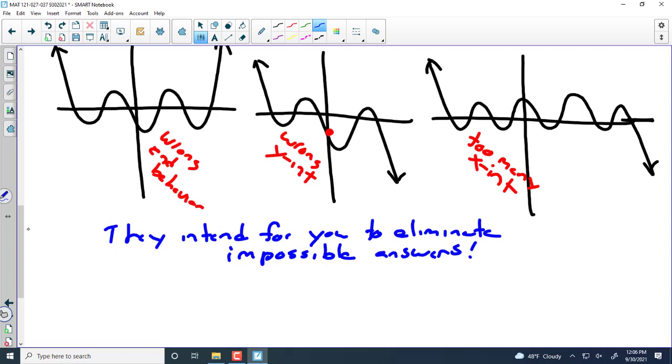That's a really powerful move when you're taking a multiple choice test, but that's not what they intend for you to do on this problem. They don't intend for you to figure out what that graph looks like. They intend for you to eliminate the wrong answers. So don't waste your time trying to factor that sucker, because I don't even know how that one factors. I just made it up.